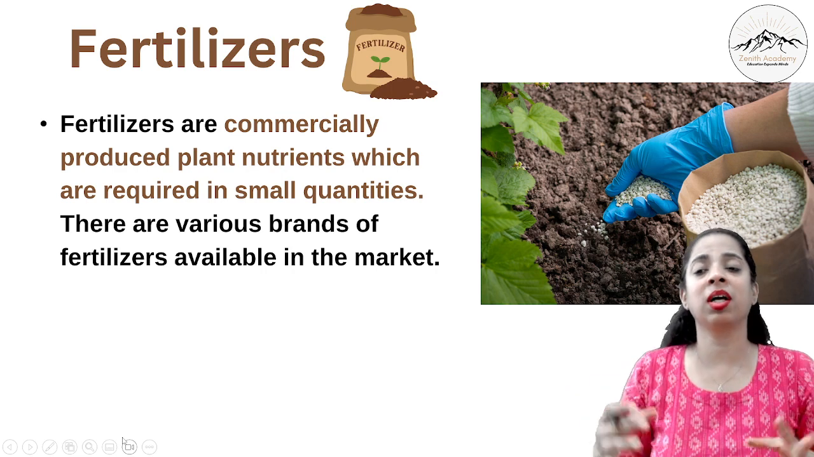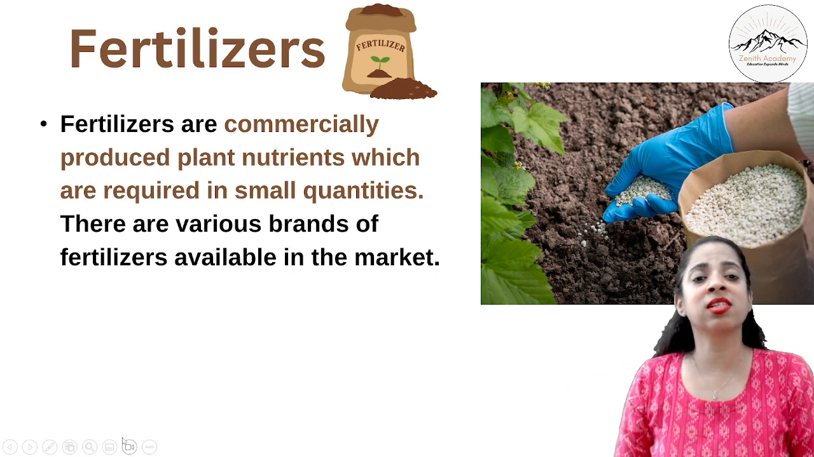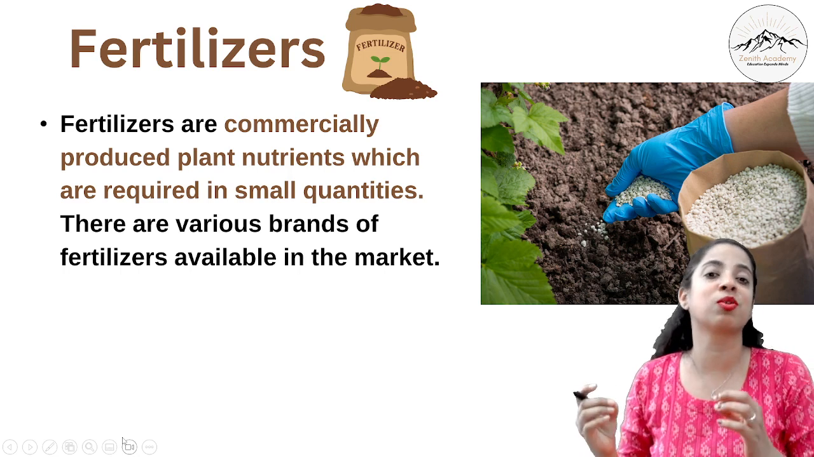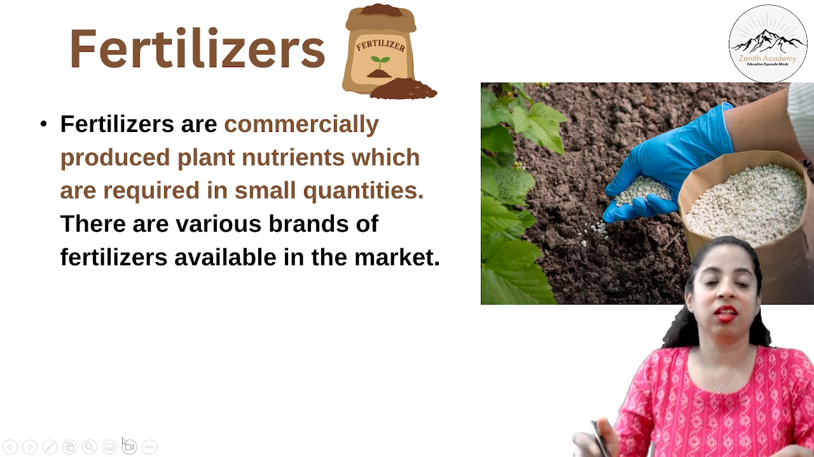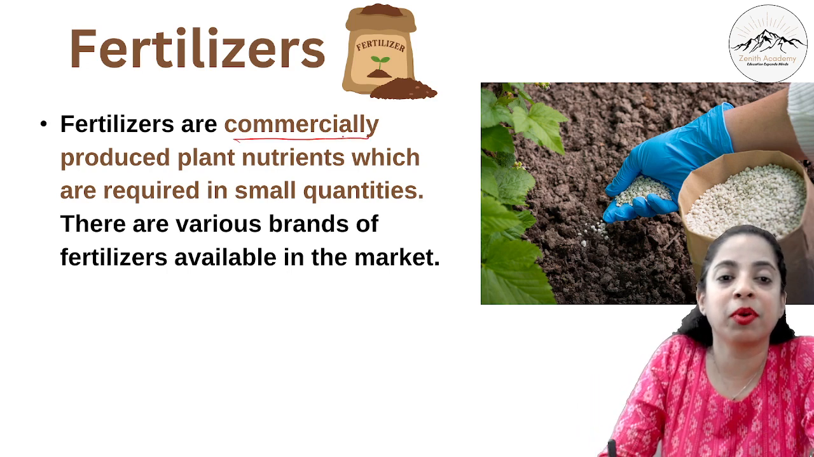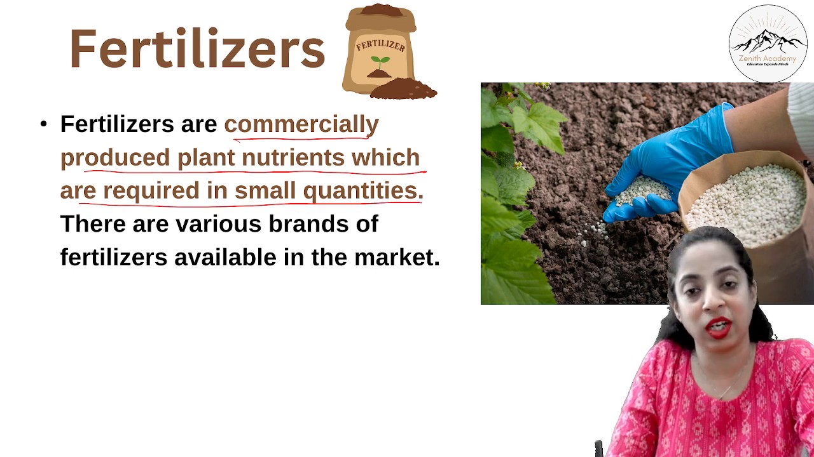Fertilizers. अब हमने पढ़ा कि मैन्योर क्या होता है. अब फर्टिलाइजर्स क्या है? फर्टिलाइजर्स आर कमर्शियली प्रोड्यूस्ड प्लांट न्यूट्रिएंट्स, मतलब आर्टिफिशियल है ये. They are commercially produced plant nutrients which are required in small quantities.